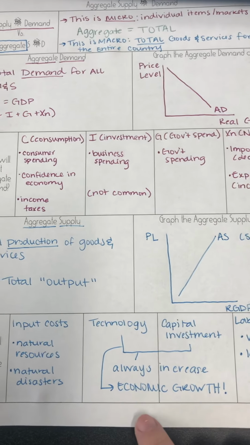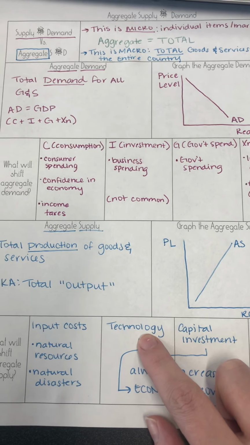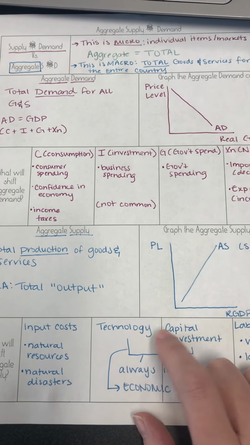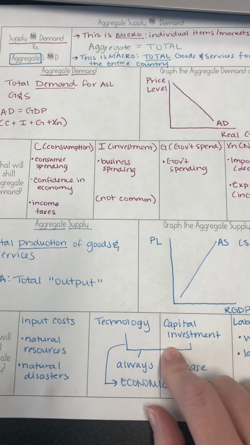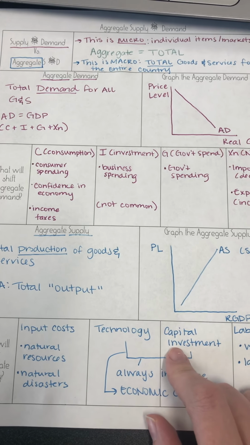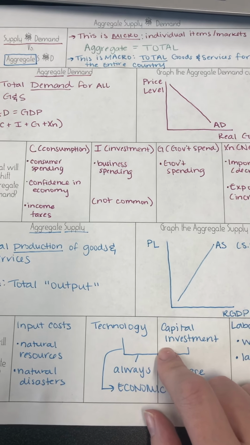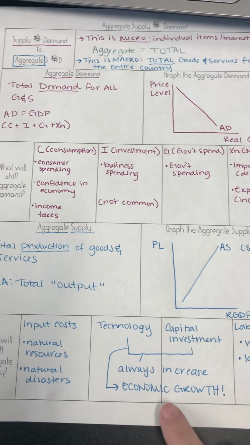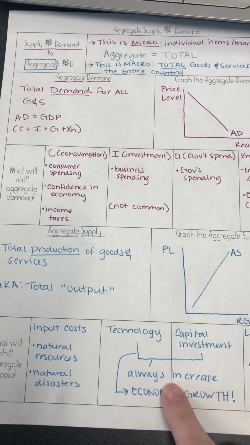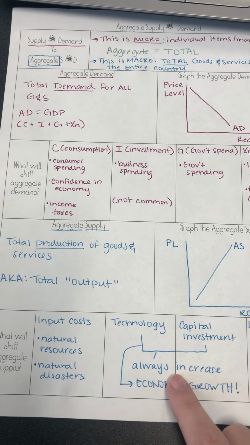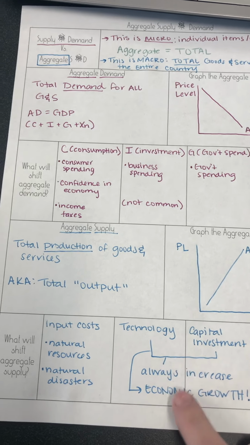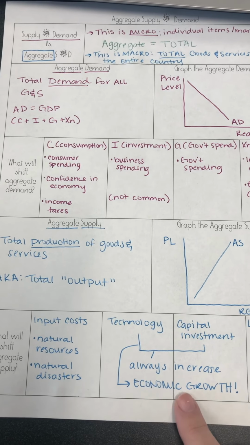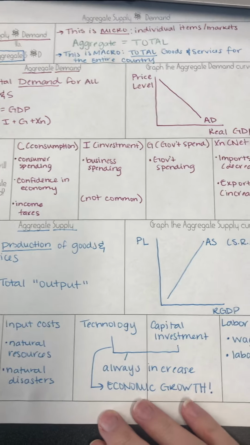Okay, the next two kind of go hand in hand. Technology, just like we talked about before, and capital investment. So really, even though business is part of GDP, a lot of times capital investment and technology are grouped, and it's usually aggregate supply. These are always going to be an increase in our supply production, right? We can make more if we do this, and anytime we increase these, that's where we get our economic growth, right? Our businesses become more productive.